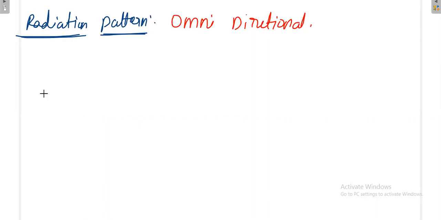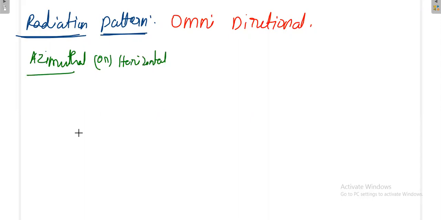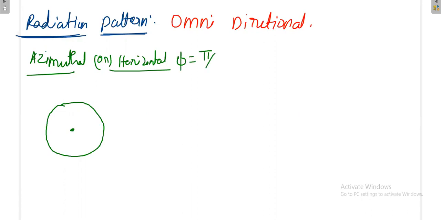Once it is the horizontal plane, I can write it as the azimuthal plane, or horizontal plane. Once I have the horizontal or azimuthal plane, this will radiate uniformly. So my radiation pattern will be like this. The antenna is here. In the azimuthal pattern, this plane is called theta equal to pi by 2 plane. At theta equal to pi by 2, theta is constant. When you draw the radiation pattern, r is constant. Then the pattern is like this.